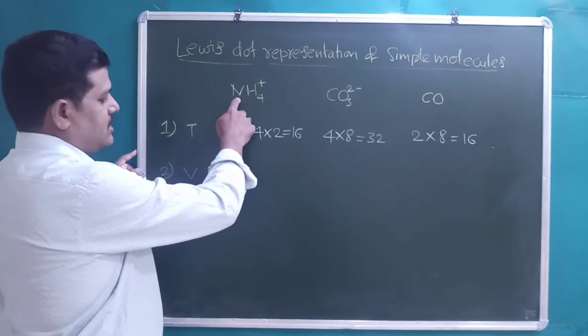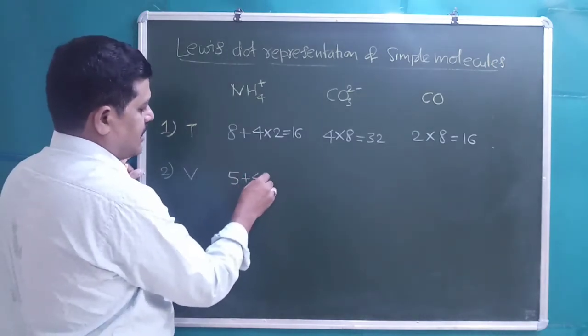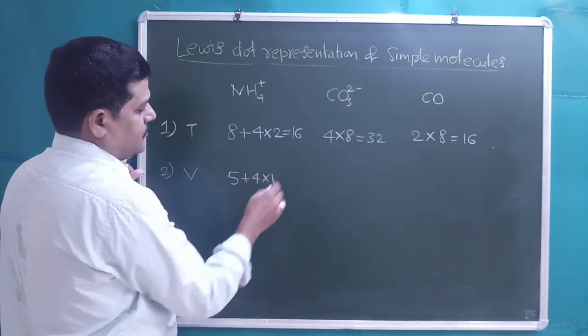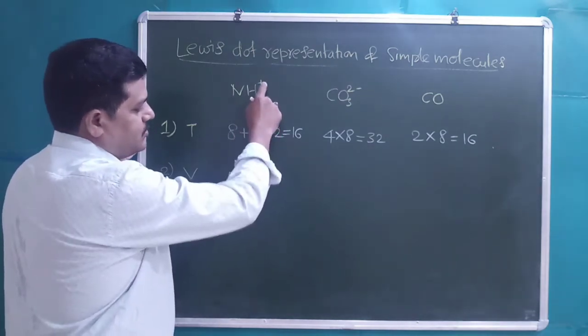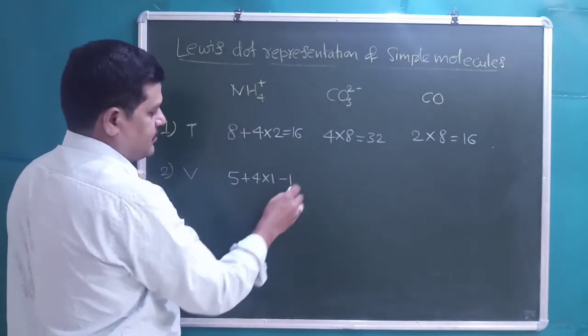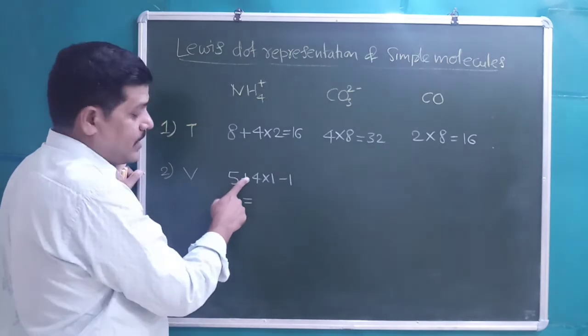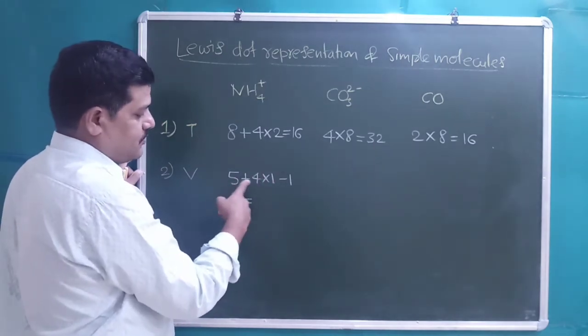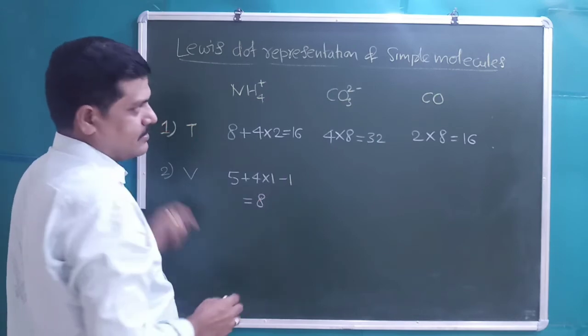For nitrogen, the number of valence electrons is 5, plus for hydrogen it is 1, and 4 hydrogen atoms are there. When there is a positive charge, we need to subtract 1 from this, right? So 5 plus 4 into 1 is 4, 5 plus 4 is 9, 9 minus 1 is 8 we are getting, right?